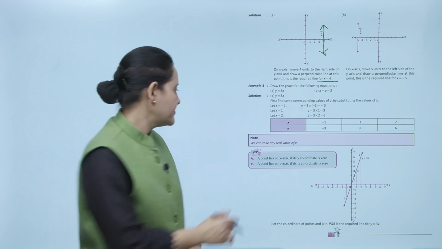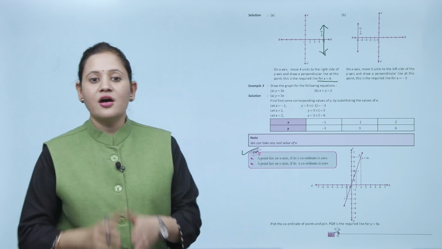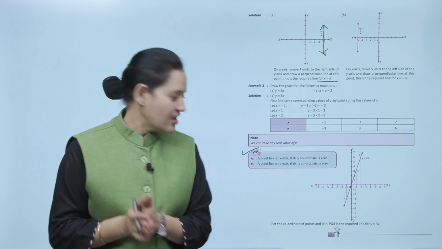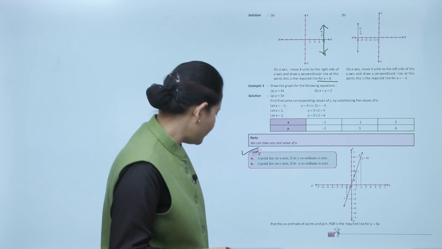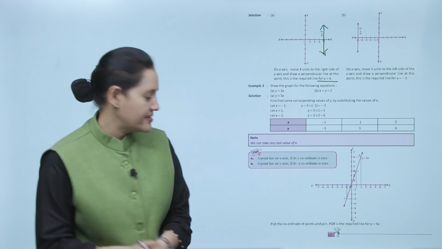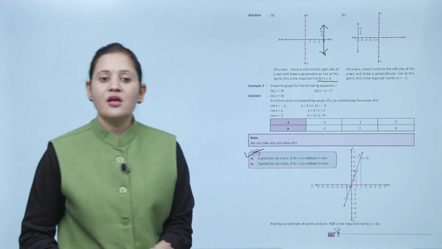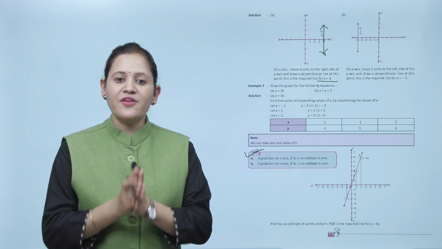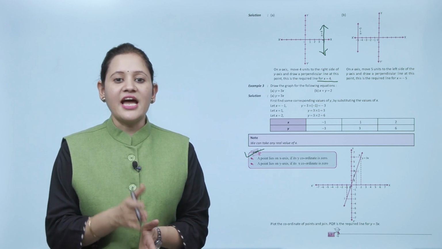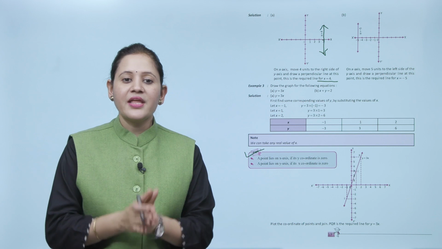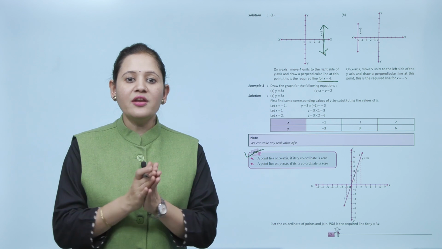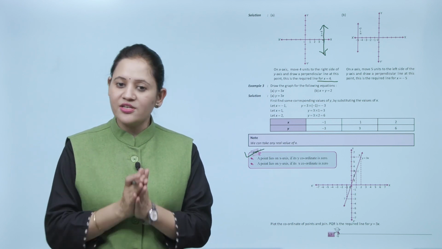Next is tips. A point lies on the x-axis if its y coordinate is 0. A point lies on the y-axis if its x coordinate is 0. So a point will be on the x-axis when its y coordinate is 0, and on the y-axis when its x coordinate is 0.